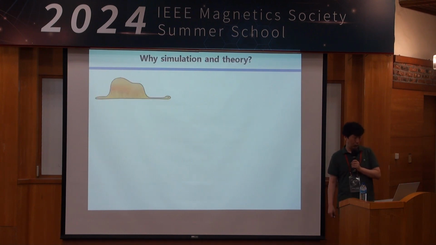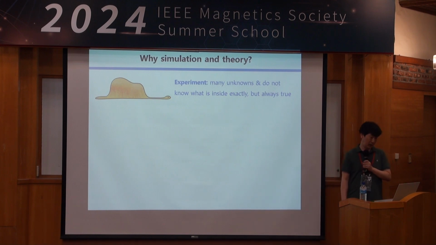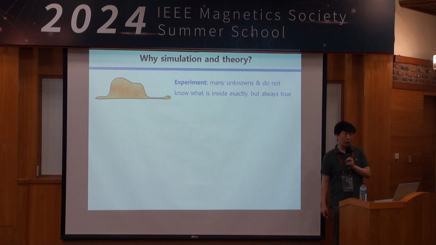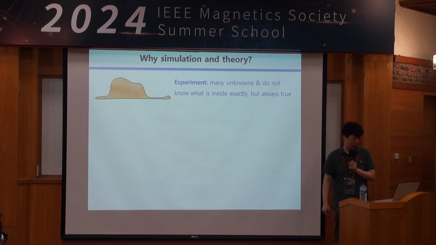Okay, so this is your experiment. There are many unknowns in experiment. We do not know what is exactly inside. However, I think it is always true: even though you make a mistake, if you make the same mistake in the same environment, then you would have a similar result within the statistical error bar.